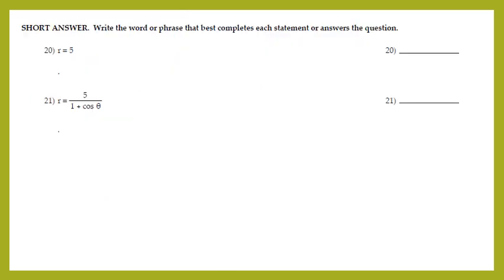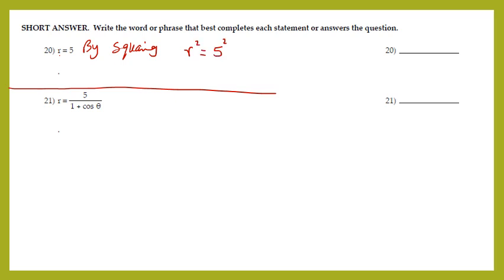Regarding question number 20, I need to rewrite this equation in rectangular form, in x and y. So by squaring both sides, r squared is equal to 5 squared. What is r squared? r squared is x squared plus y squared, so x squared plus y squared is equal to 25.